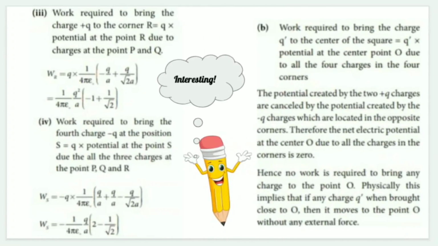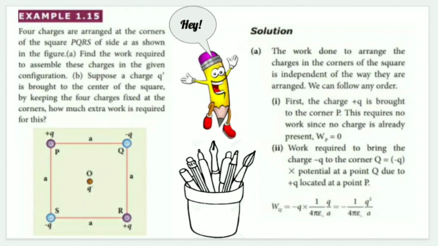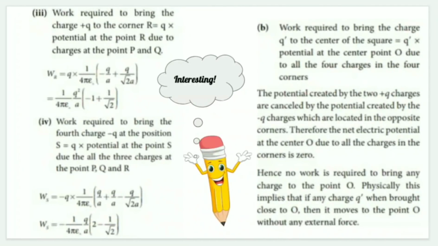See, remember here in this case we have 2 plus q charges and 2 minus q charges. So when you bring it to the center, the center point is at the same distance from all the four corners, right? In that case, the potential produced because of the two positive charges will be cancelled by the potential because of the two negative charges. So there is no need to do any extra work to bring any extra charge to the point. If you are bringing it near this charge configuration, it will automatically move to the center without doing any extra work at all. Interesting, na?